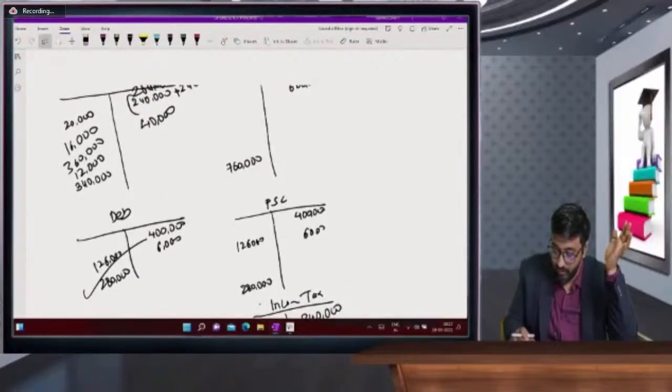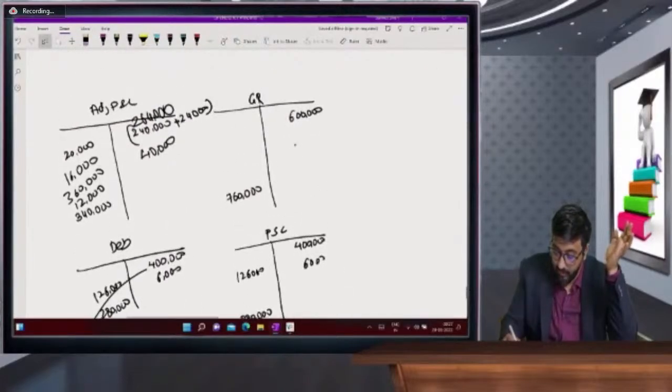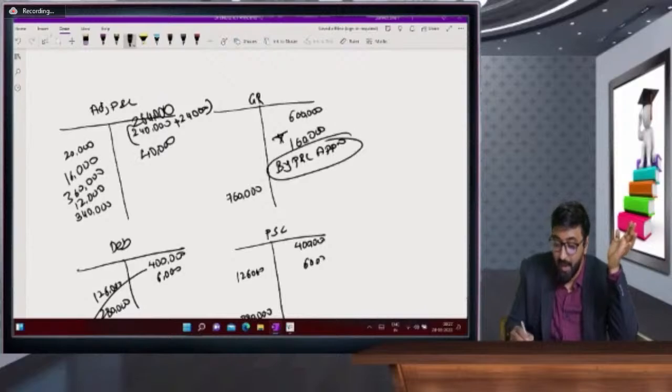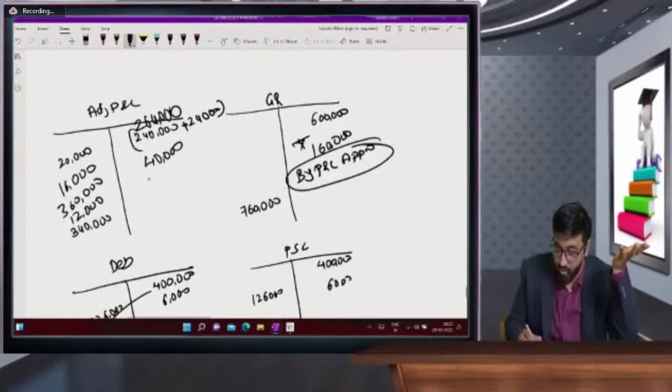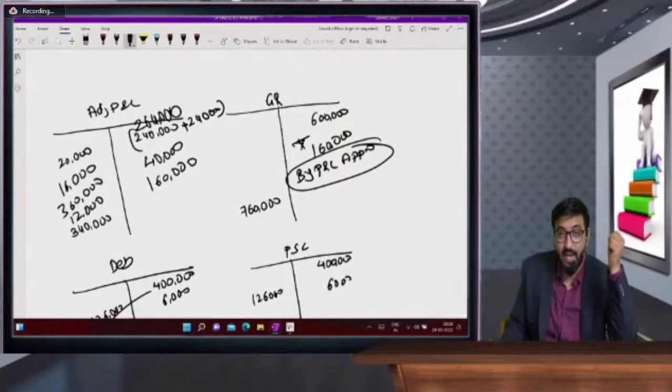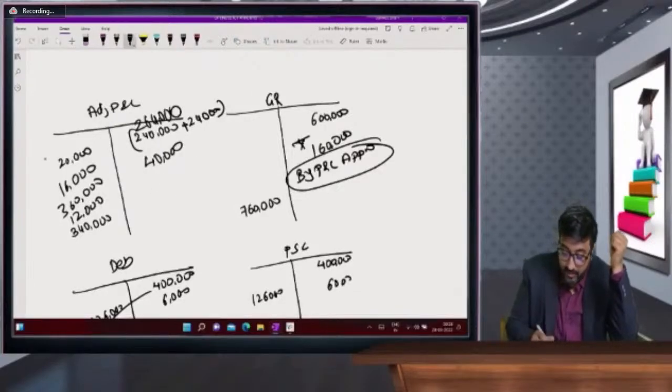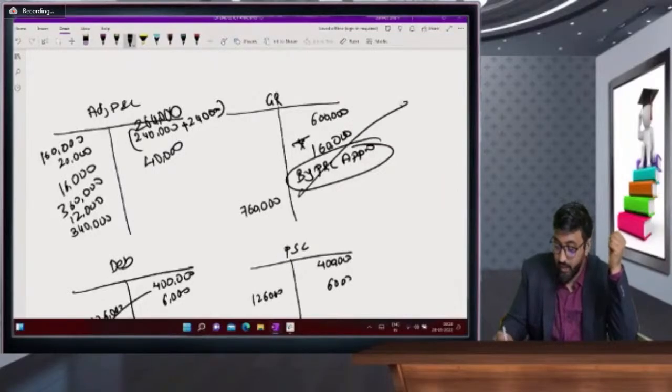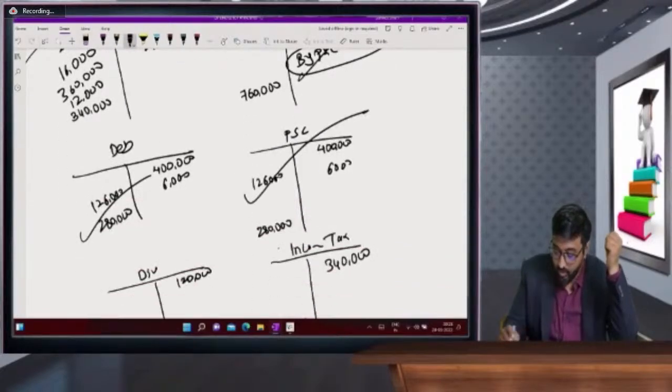See, now general reserve. General reserve 1,60,000 is increased. General reserve means beta, P&L appropriation. So why is your general reserve increasing? Because of P&L appropriation. So you will close this and give the second effect in adjusted P&L. Sorry, it's in adjusted P&L debit side. So here credit, adjusted P&L debit. Okay, 1,60,000. Debentures closed, preference shares closed.